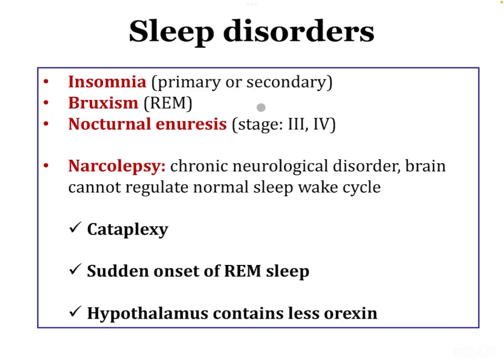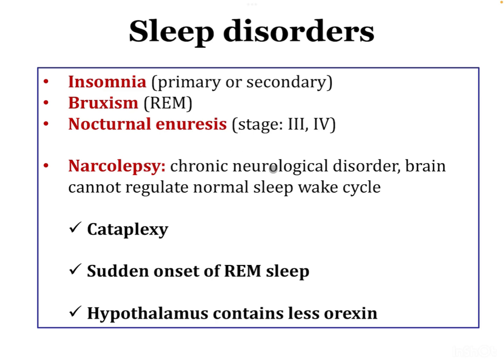So we finally come to the last topic, that is sleep disorders. Insomnia. Its literal meaning is hard to fall asleep or stay asleep. It can be primary, without a clear underlying cause, or it can be secondary, which occurs as a result of any other medical conditions. Bruxism, teeth grinding, occurs in rapid eye movement sleep. Nocturnal enuresis means bedwetting, it occurs in stage 3 and stage 4 of slow wave sleep.